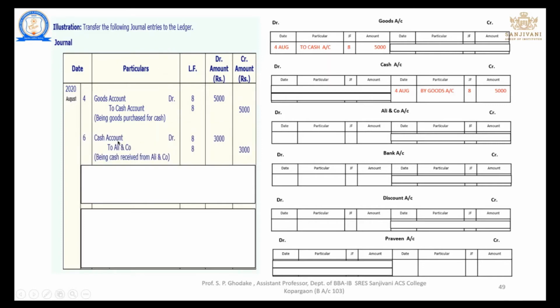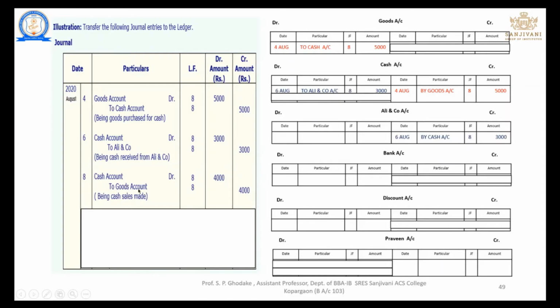Then the next journal entry is on 6th August, that is cash account debit 3,000 to Ali and Company account. So here we need two accounts, cash account and Ali account. We need to do cash account debit. On the debit side of the cash account we have to write down "to Ali and Company account", and on the credit side of Ali and Company account, the second effect, that is "by cash account". Then the next transaction is cash account debit to goods account.